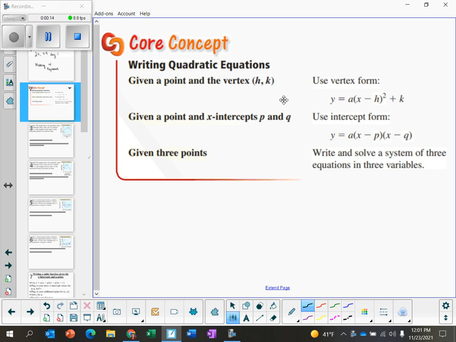So remember, we have vertex form, which is y equals a times x minus h squared plus k. And the vertex would be considered (h, k). And intercept form was y equals a times x minus p times x minus q, where p and q were the x-intercepts. We will be able to write quadratic equations given a point and the vertex, given a point and the x-intercepts, and also given 3 points.